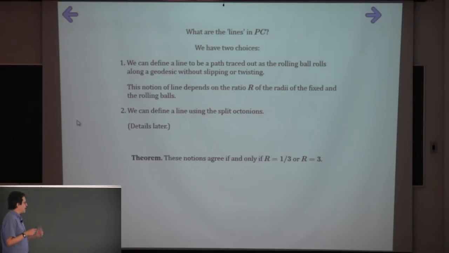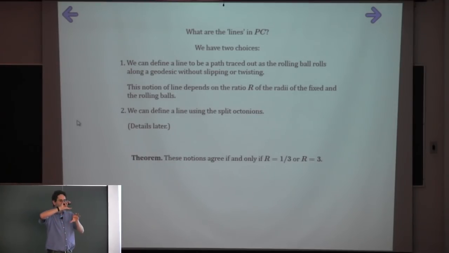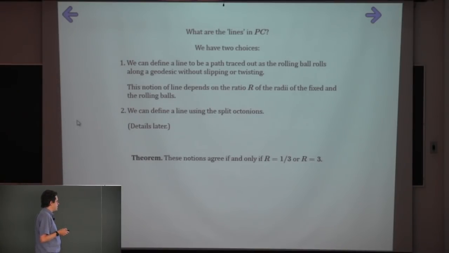But what are the lines in this? Well, there are two ways you could try to define the lines. One is you could use the rolling ball method. You could say a line is just a path that's traced out as the rolling ball rolls along a great circle without slipping or twisting. That concept of line will actually depend on the ratio of the radii of the two balls, right? Because how the small ball moves as it goes around the big one will depend a lot on their radii, but only on the ratio of the two radii. So let R be this ratio of the radii. So that's the way I describe lines first.